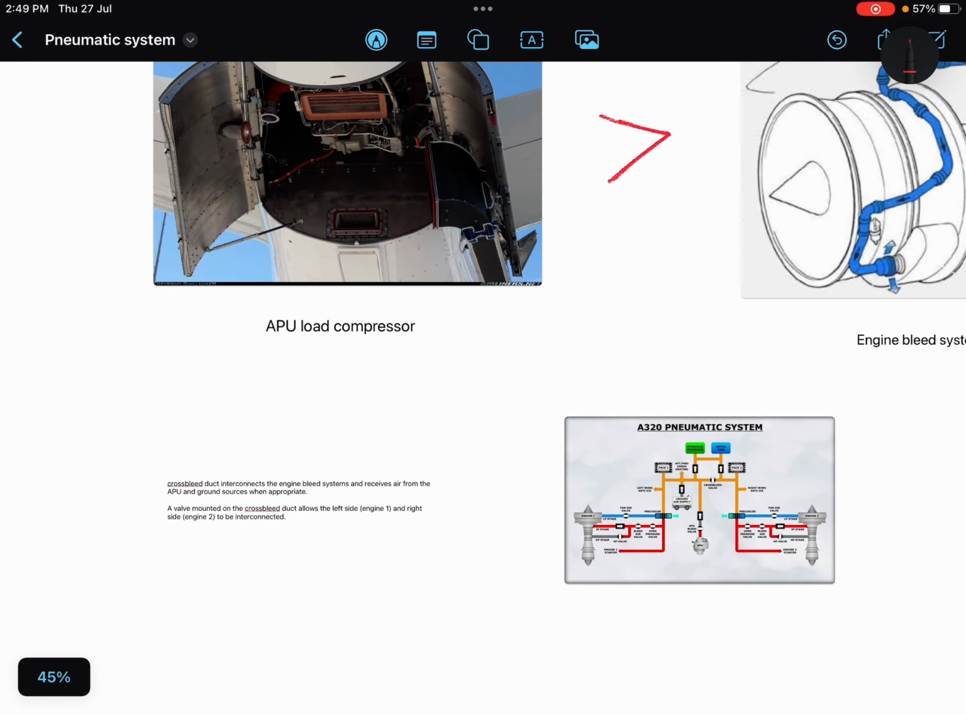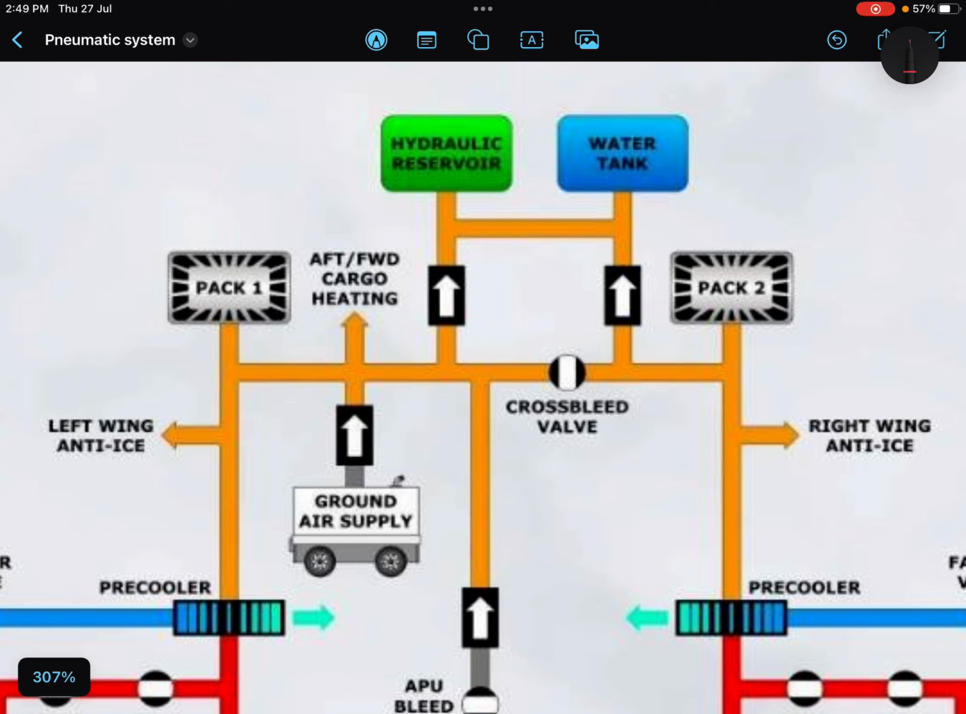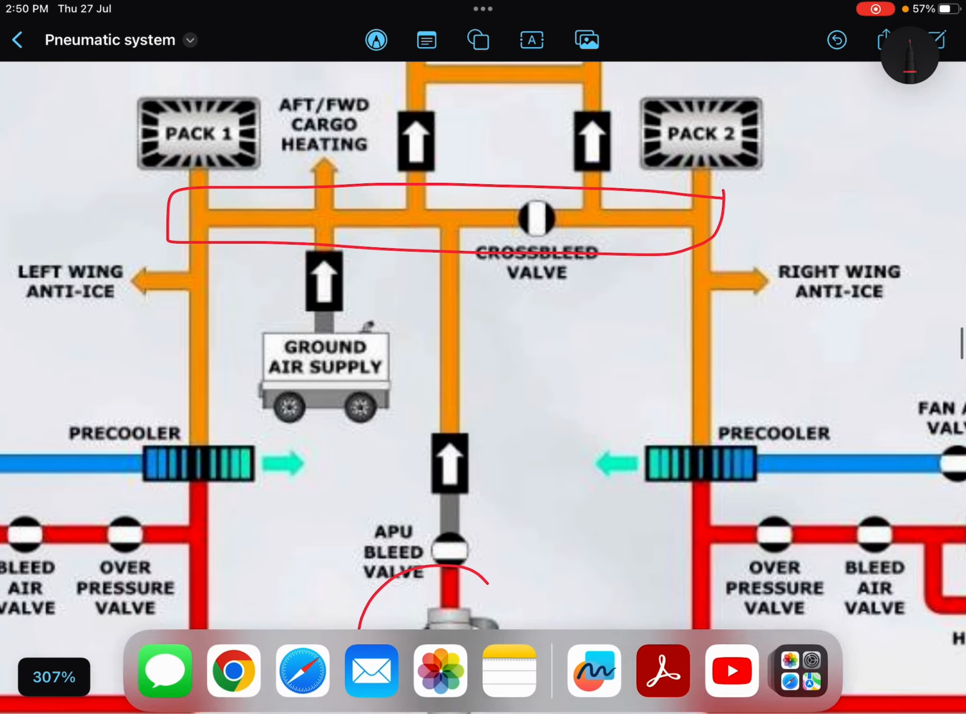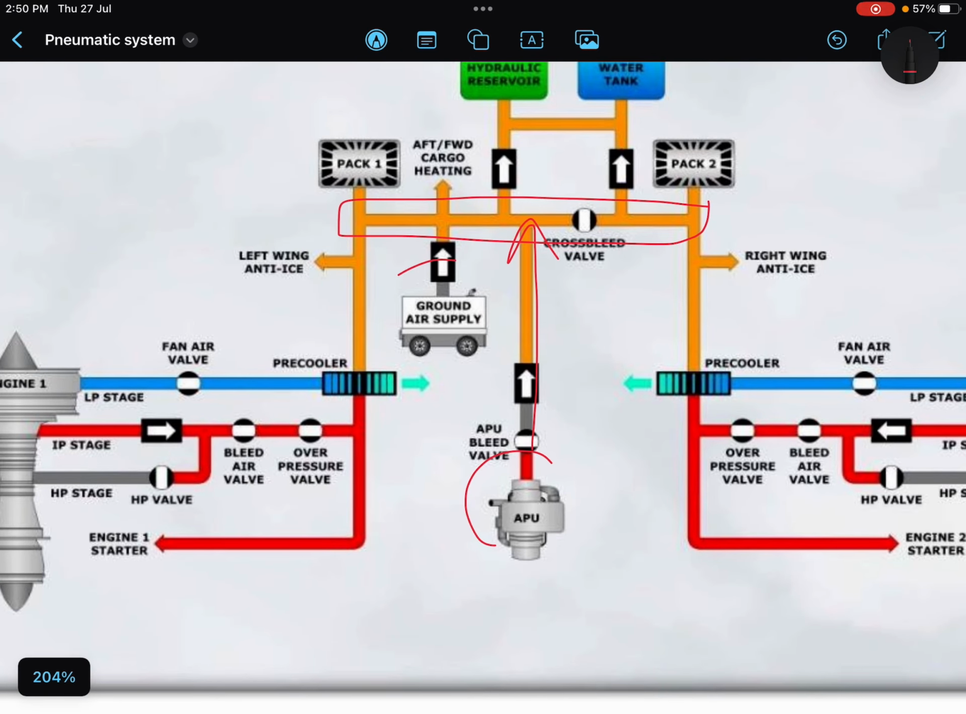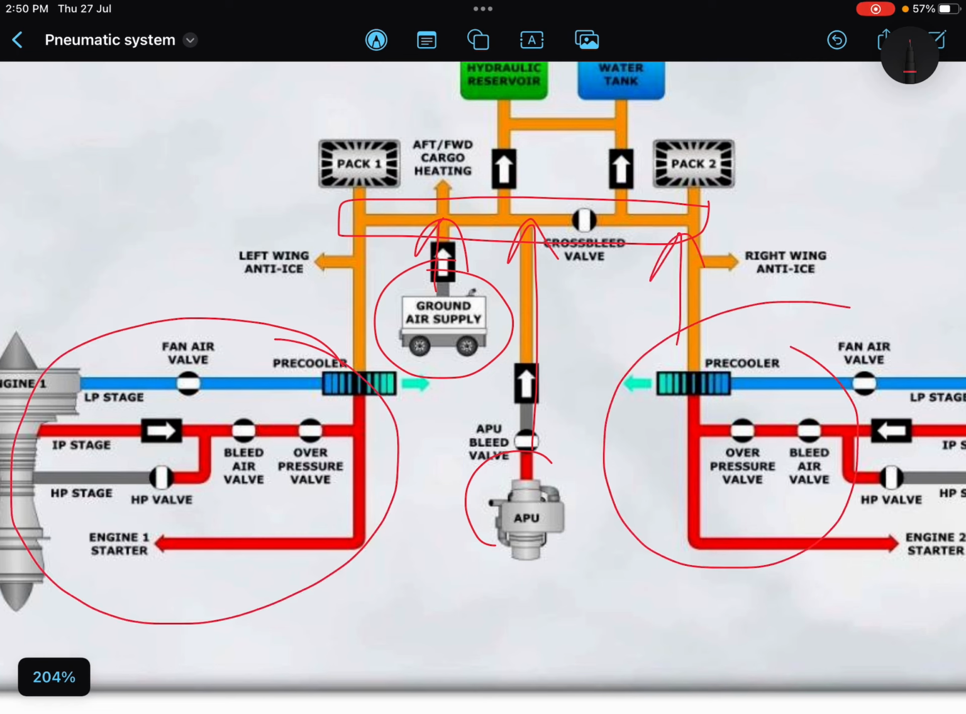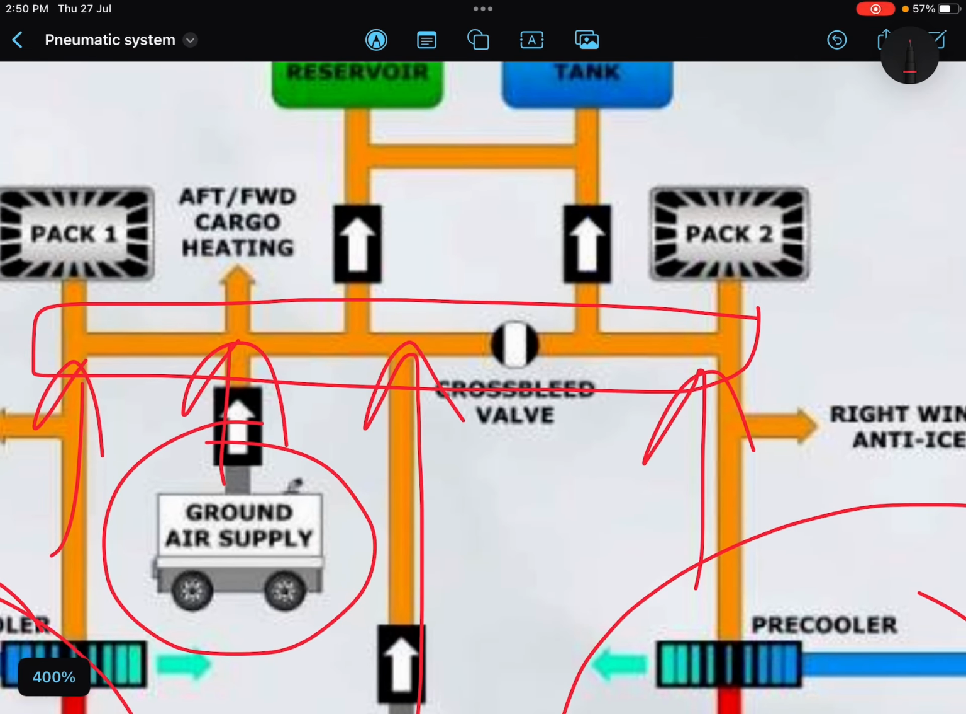Let's talk about the cross bleed duct. This cross bleed duct interconnects the engine bleed systems and receives air from the APU, from the ground air supply, and from both sides of the engines. A valve mounted on the cross bleed duct, called the cross bleed valve, allows the left side and the right side to be interconnected.